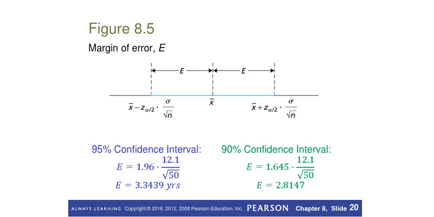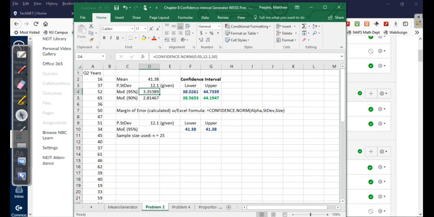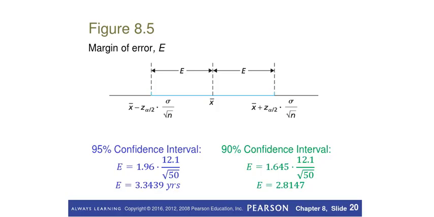We found that our margin of error for the 90% confidence interval, we'll use the number 1.645 for that, times 12.1 over the square root of 50 comes out with 2.8147. And if we check out Excel, sure enough, 2.8147. Sure is. All right, so that's our margin of error.